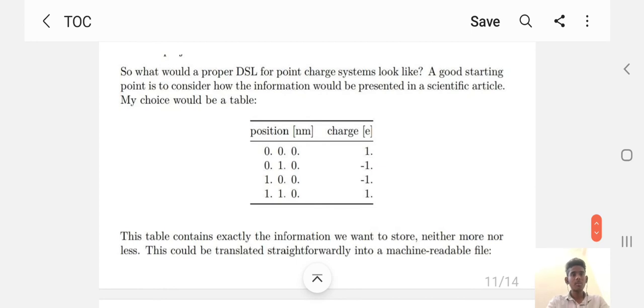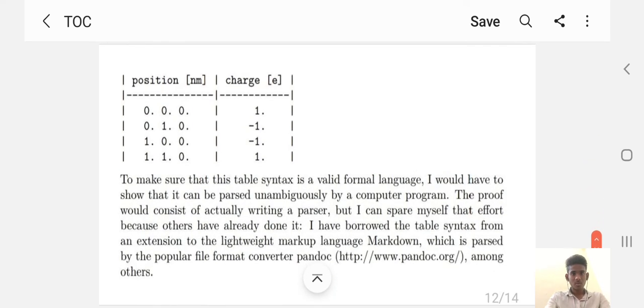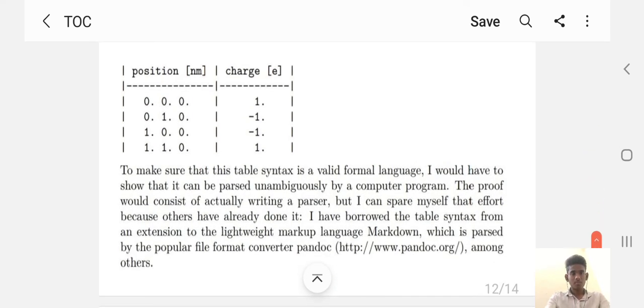So what would a proper DSL for point charge systems look like? A good starting point is to consider how the information would be presented in a scientific article. This table contains exactly the information we wanted to store, neither more nor less. This could be translated straightforwardly into a machine readable file. Here we see the position and charge.